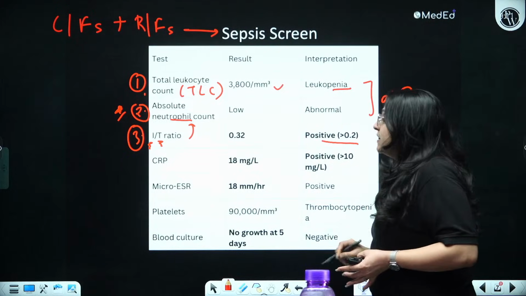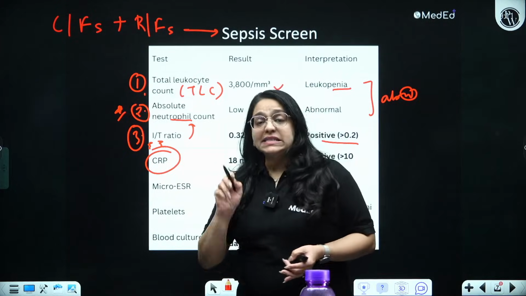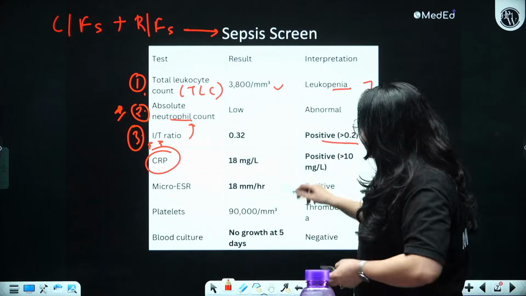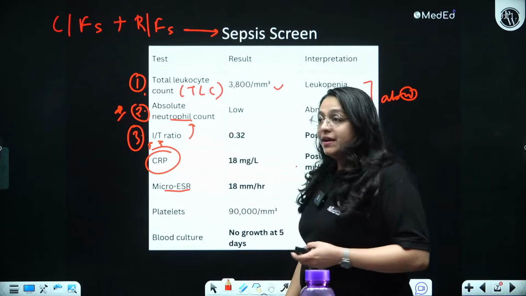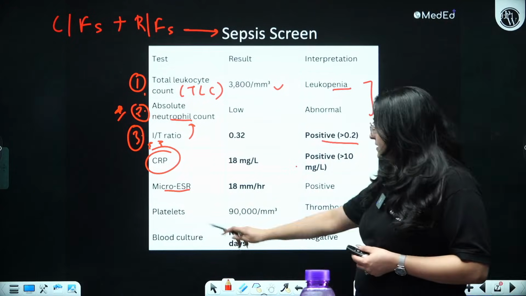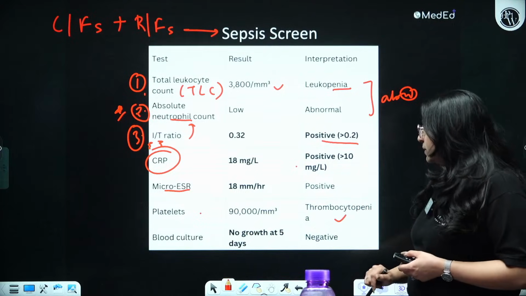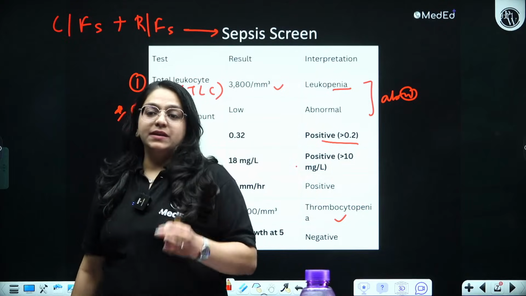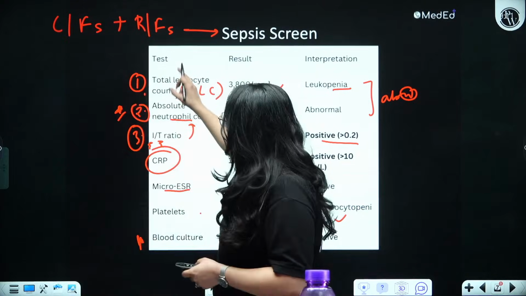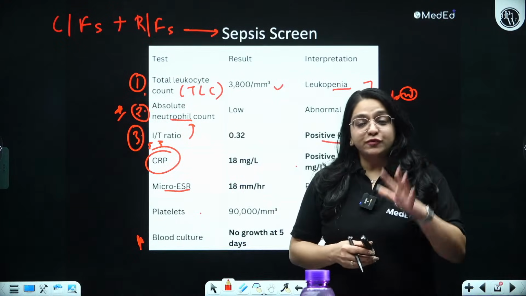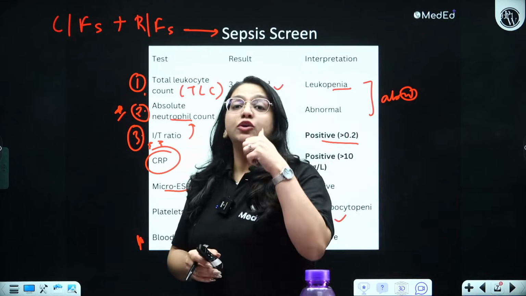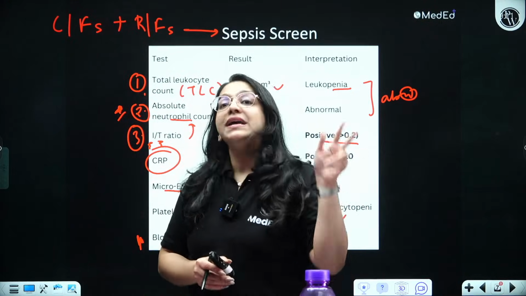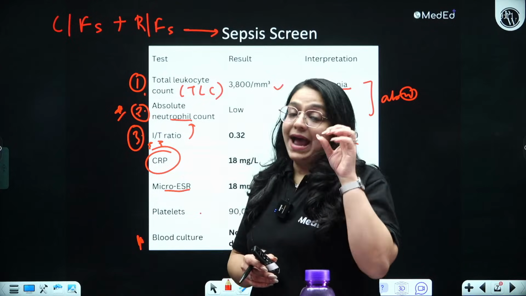That is also positive. CRP, you know, C-reactive protein is a marker of inflammation in the body. If that is raised, you know there is some kind of infection or inflammation. That is also raised. Micro-ESR again is a marker of the same. Platelets result showcasing thrombocytopenia. Then blood culture is a very important microbiological parameter that you need to have. So all of these parameters become a part of your sepsis screen. So first of all is the blood work involving the total leukocyte count, absolute neutrophil count, immature to total neutrophil ratio, CRP, micro-ESR and platelets.